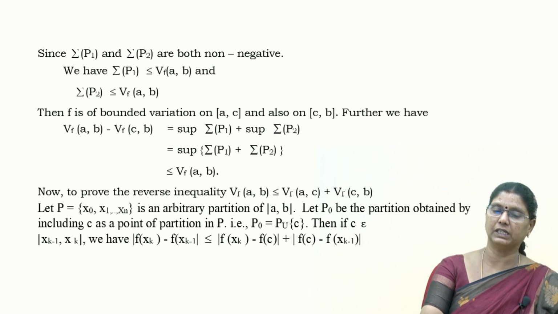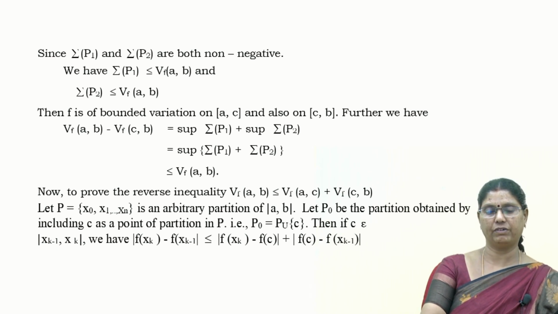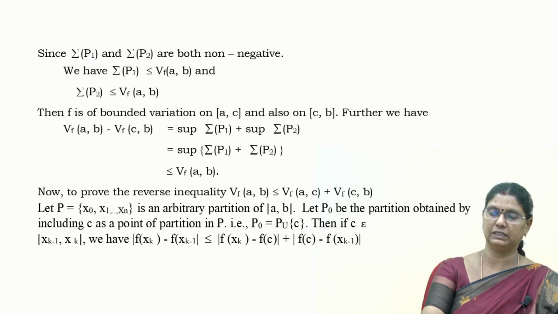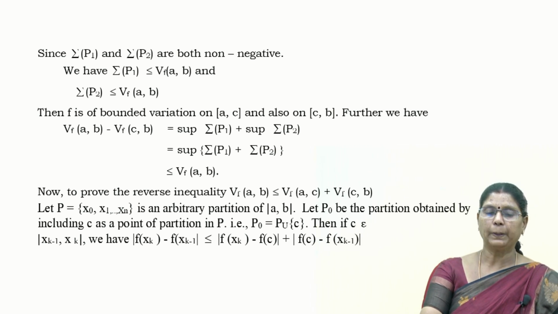Since the summation over P1 and the summation over P2 are both non-negative, the summation over P1 is less than or equal to Vf of [a, b], and the summation over P2 is less than or equal to Vf of [a, b]. Then f is of bounded variation on both subintervals [a, c] and [c, b]. Further, the total variation Vf of [a, c] plus that of [c, b] can be expressed as the supremum of the summation over P1 plus the supremum of the summation over P2, and that is nothing but the summation over P1 plus P2, which is equal to the total variation on [a, b].